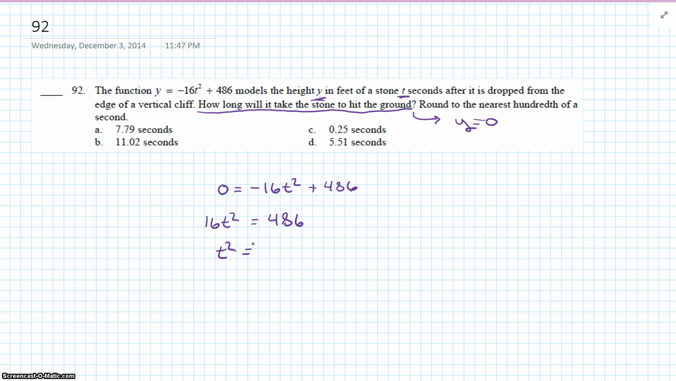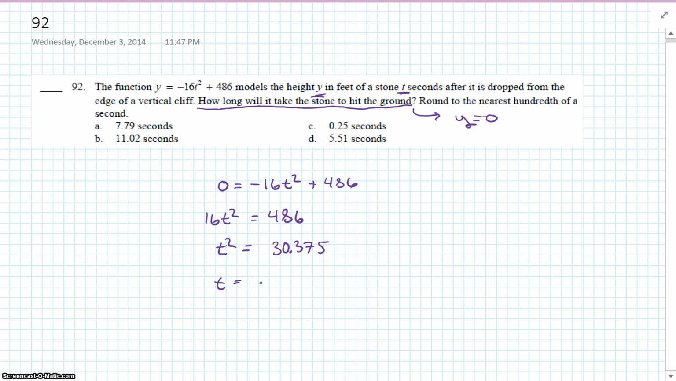Okay. So we're going to get 486 divided by 16. You get 30.375. And again, since we're trying to find a real answer, we can go ahead and use the numbers. So t equals the square root of 30.375. So we just square root that answer.